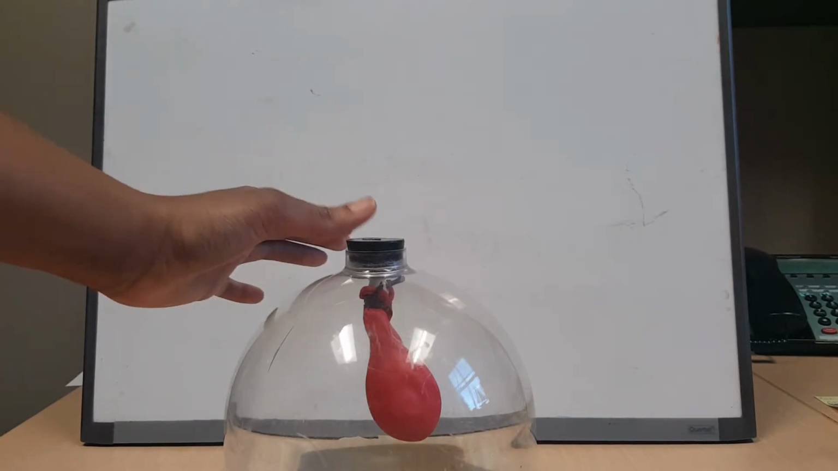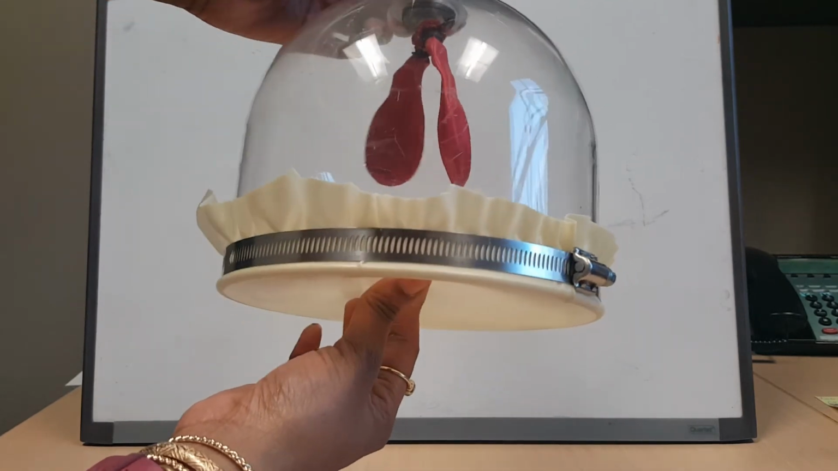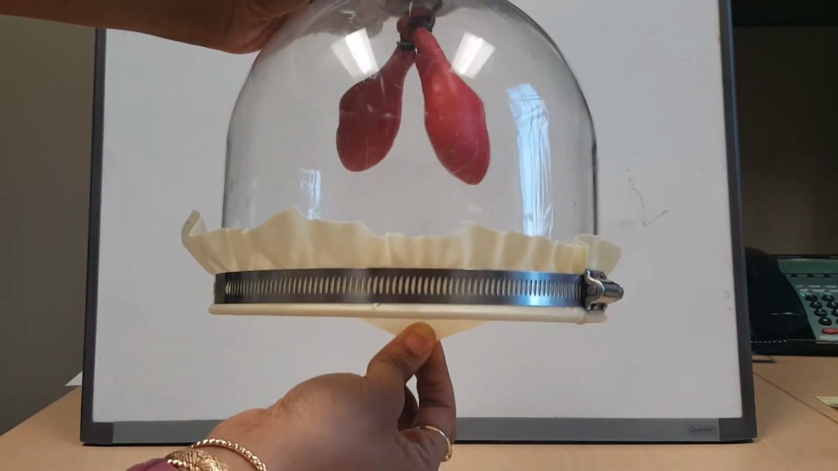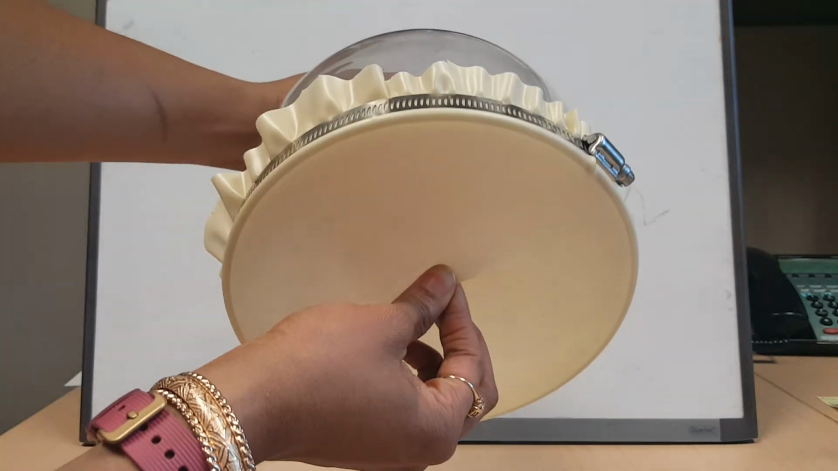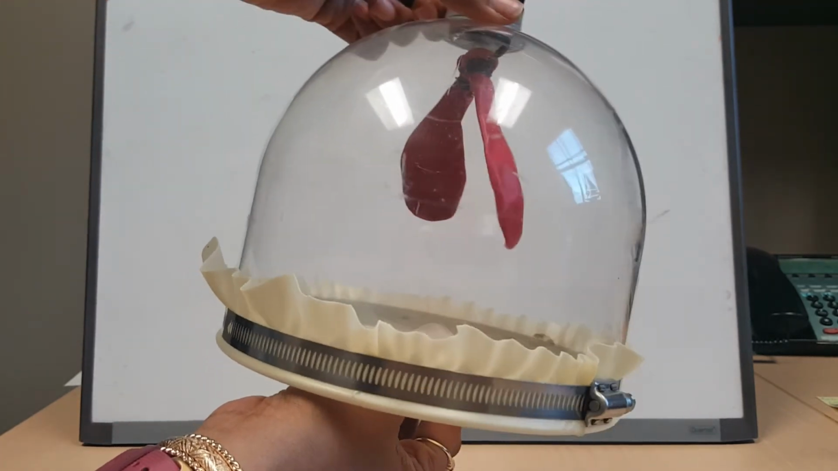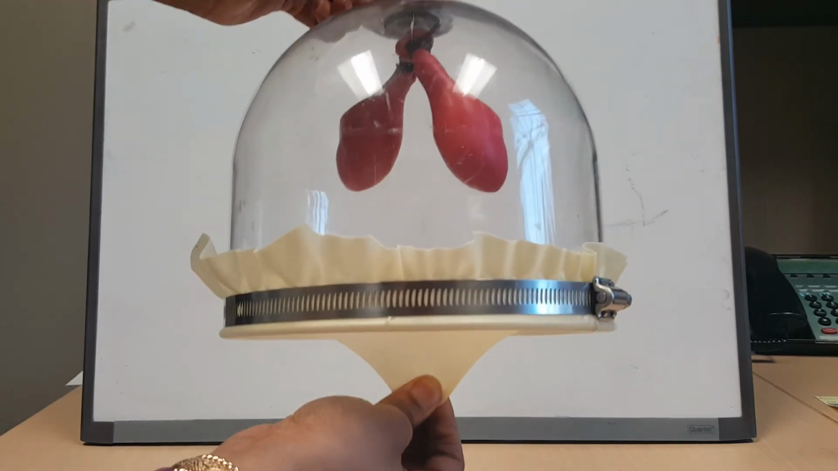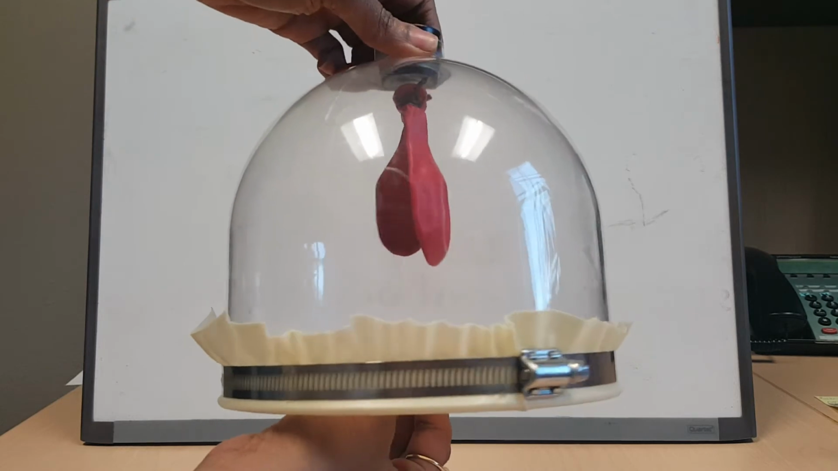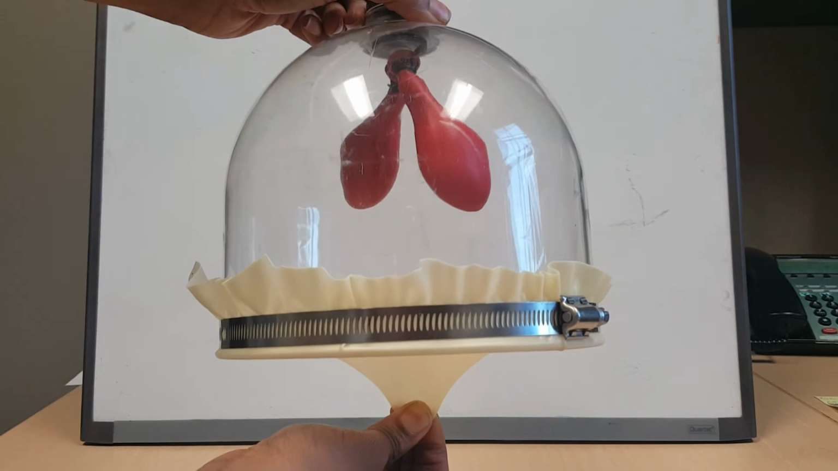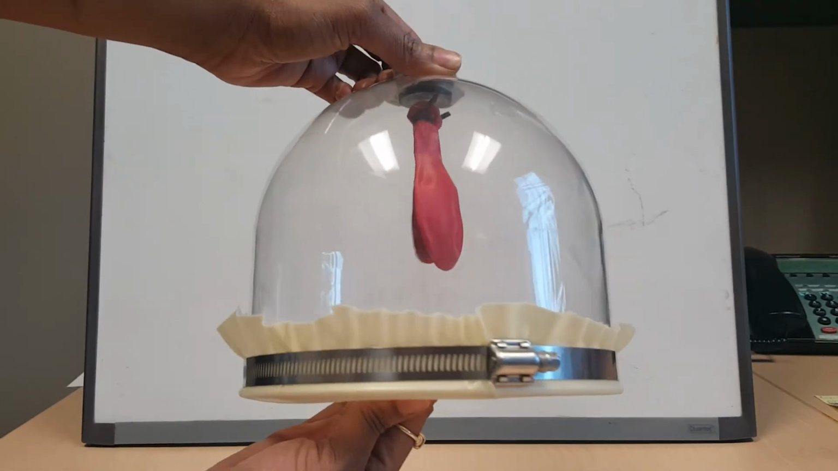To model how this is done, I have a bell jar model of the lungs. Our little flattened balloons are our deflated lungs, and the latex at the bottom is representative of the diaphragm. When the diaphragm contracts or flattens, it causes the air to move into the lungs, and then when it relaxes, the air flows out of the lungs.